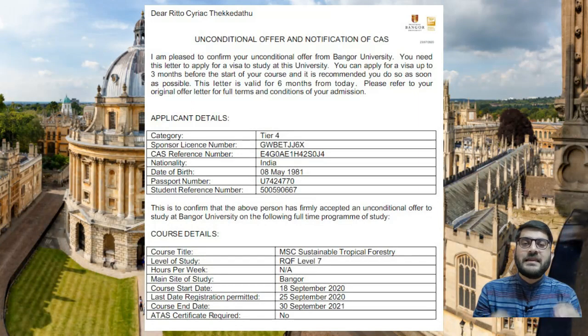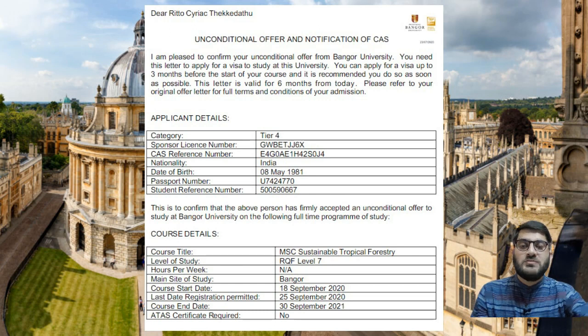Now, friends, on the screen you can see a sample CAS letter issued from the University of Bangor in the UK. You can see the title of the letter. The student name is mentioned, and the title of the letter is unconditional offer and notification of the CAS. It means you have been offered an unconditional place at the University of Bangor, and this is your confirmation of acceptance for studies.